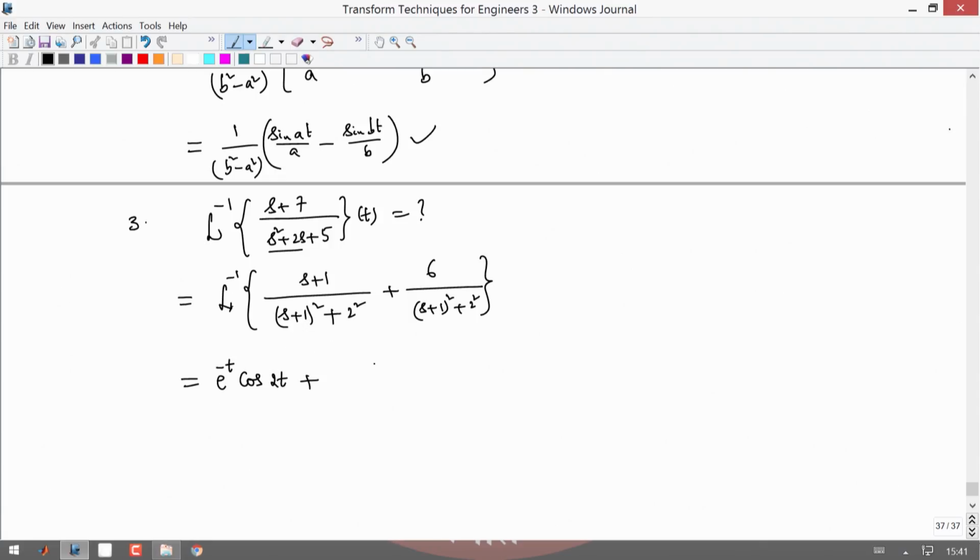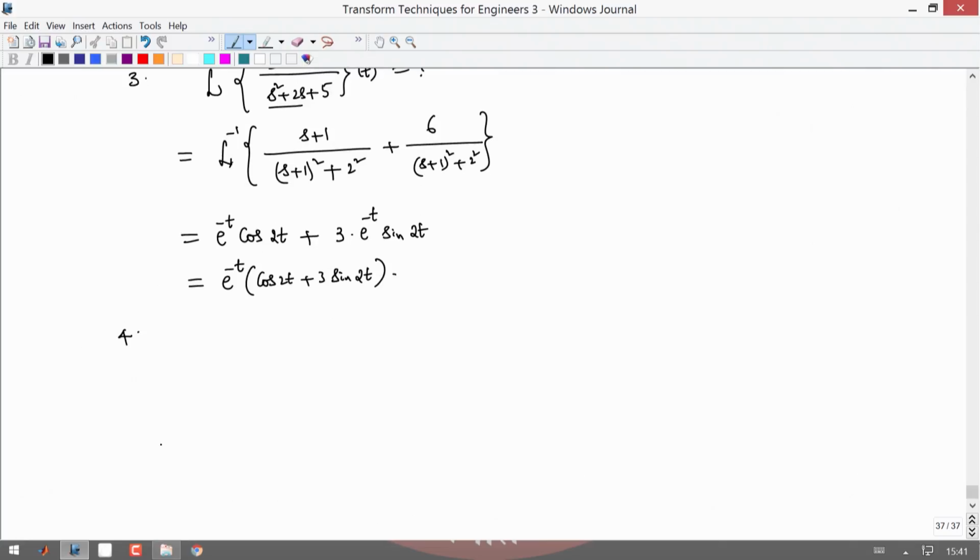Similarly, for this one, a is 2. So, if you write 3 times 2 divided by s square plus 2 square, that is sin 2t, and you have s plus 1, so this is e power minus t. So, this is exactly e power minus t times (cos 2t plus 3 sin 2t). This is your inverse function.